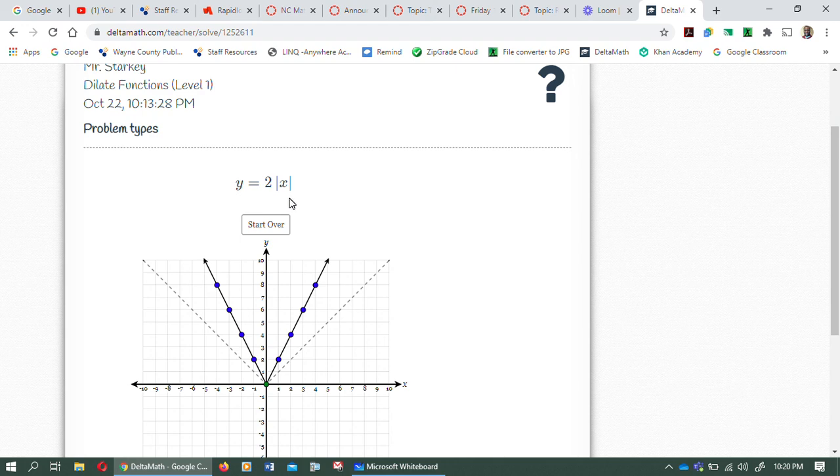I'm going to find one where it's a vertical shrink as well, and show you that really quick.